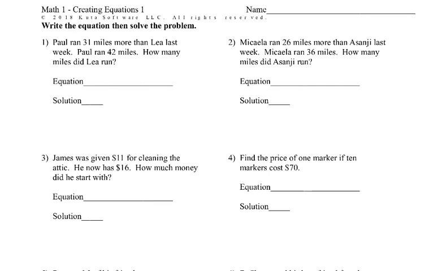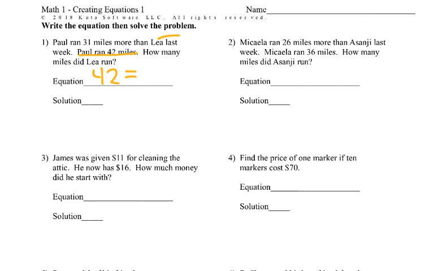So, number 1, Paul ran 31 miles more than Leah last week. Paul ran 42 miles. How many did Leah run? Okay. So, we know how many Paul ran, right? And we know that Leah's is based off of how many he ran. So, we've got 42 equals, and it says Paul ran 31 miles more than Leah last week.